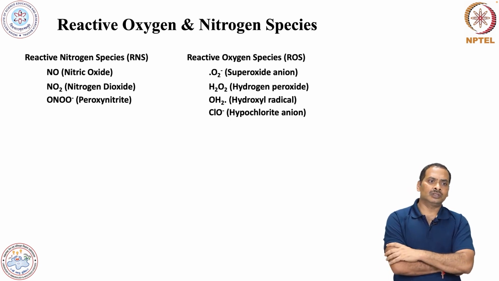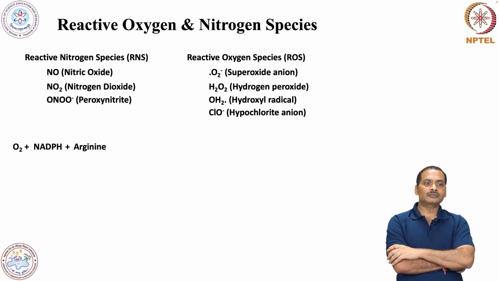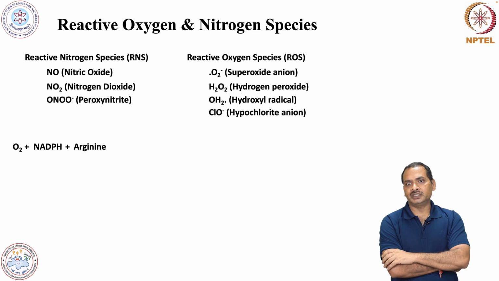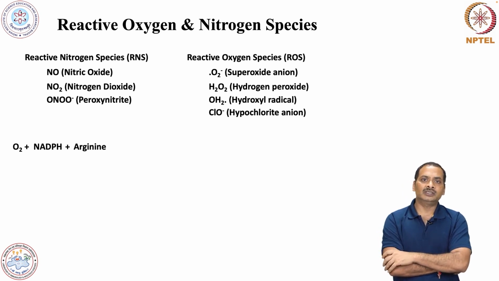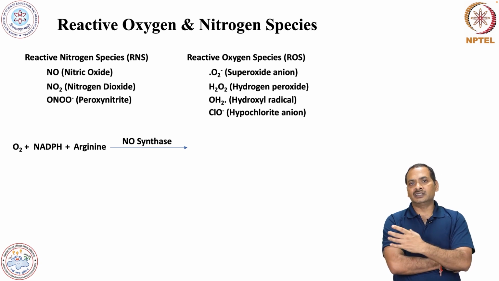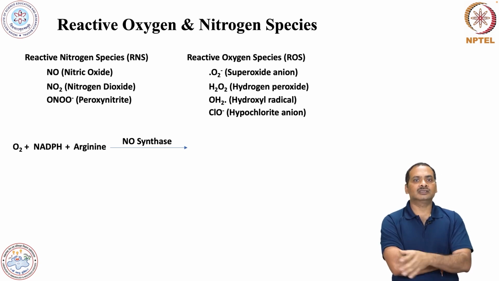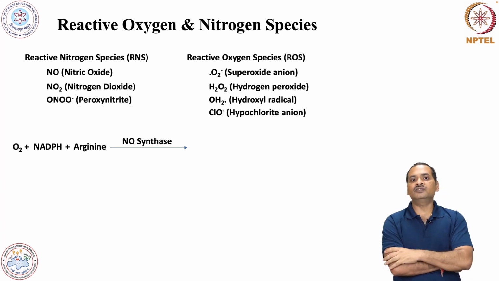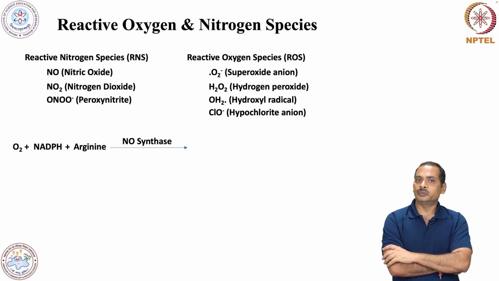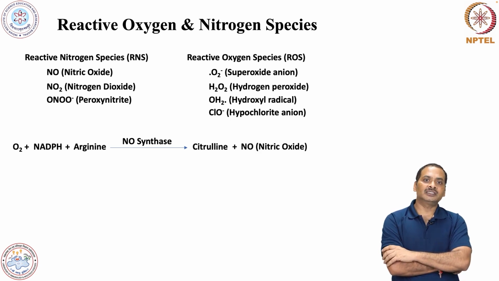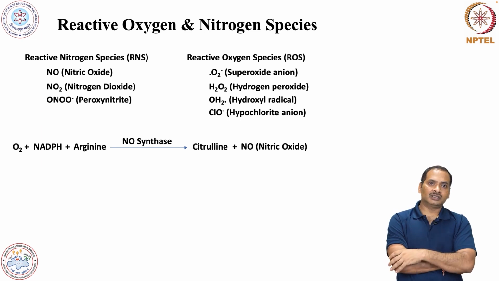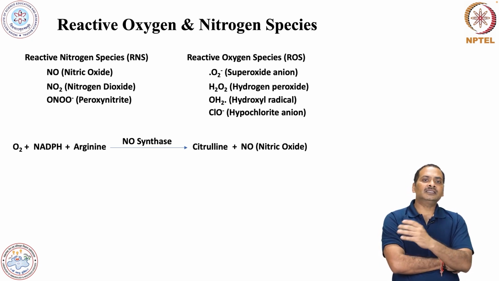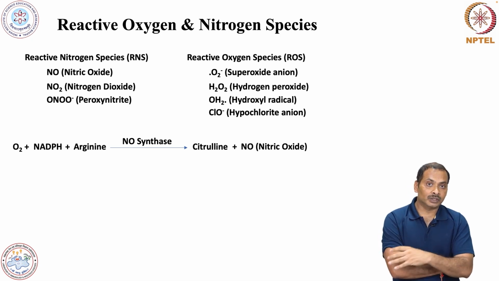So first I will talk about the nitric oxide. Basically nitric oxide is synthesized in the presence of oxygen and NADPH using one amino acid known as arginine. And the enzyme which acts on these reactants is nitric oxide synthase. So by the action of nitric oxide synthase, there will be formation of nitric oxide and citrulline. Citrulline is another product, it is a derivative of an amino acid. And this nitric oxide plays a very important role in defense.